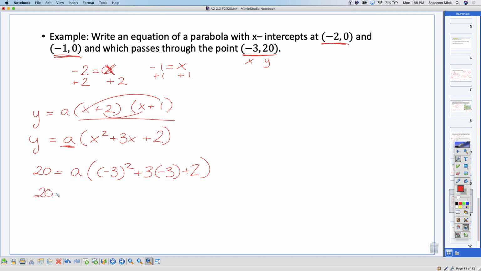So 20 equals a times 9 minus 2 plus... no, this is a times... so it's 20 equals 2a. And then divide by 2.